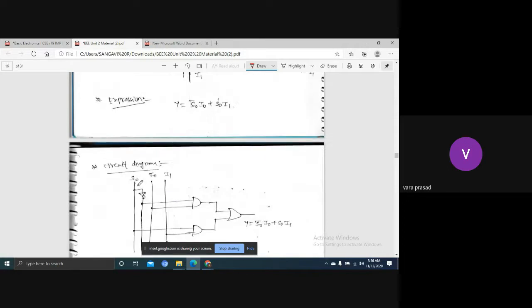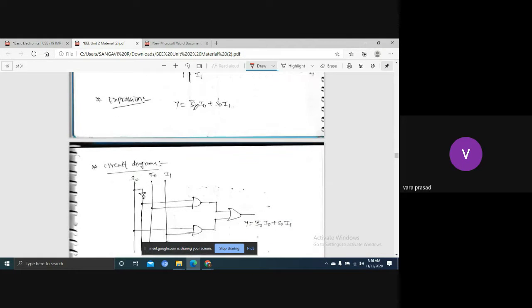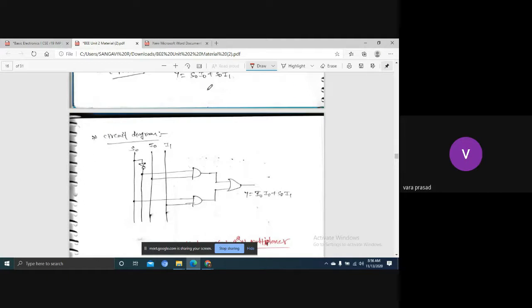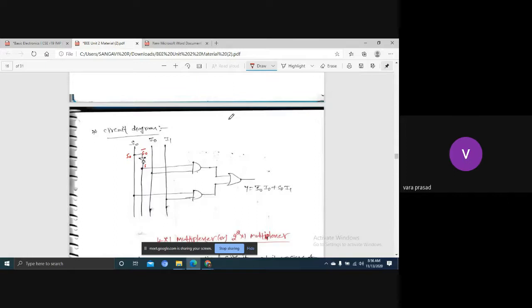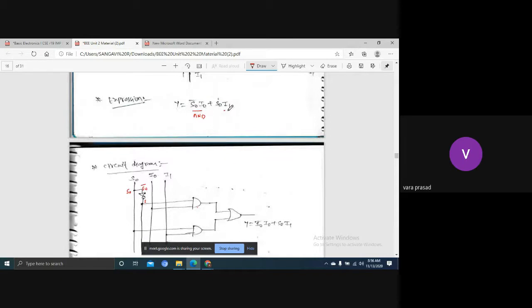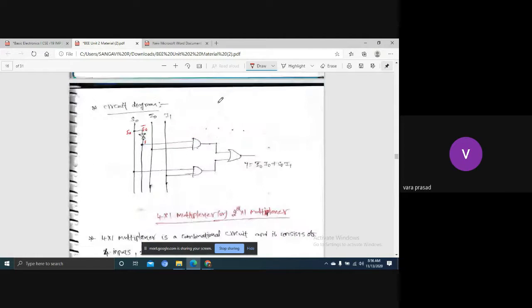And you can write the circuit diagram. See here, S0 is needed in both normal and complement form, so the S0 line is taken directly and also through a NOT gate. One wire carries S0 bar, the other carries S0. Then S0 bar and I0 go to an AND gate, and S0 and I1 go to another AND gate. In between these two, the plus is an OR gate.